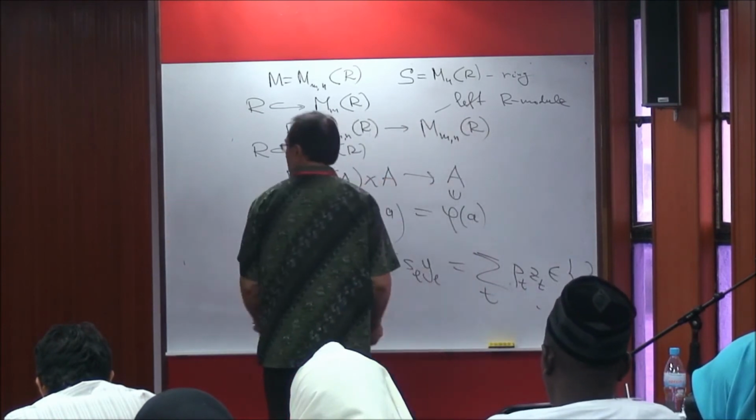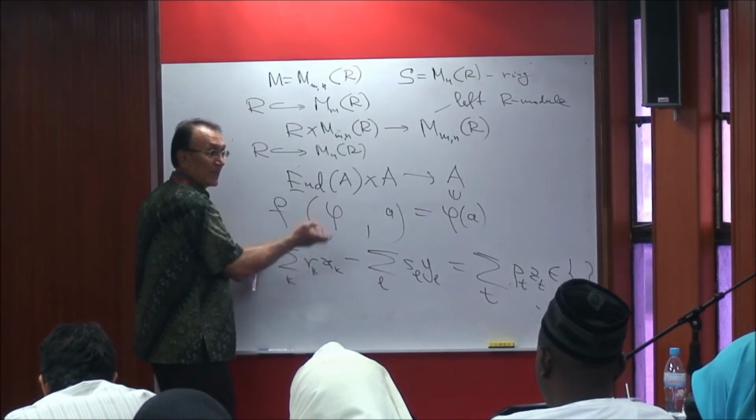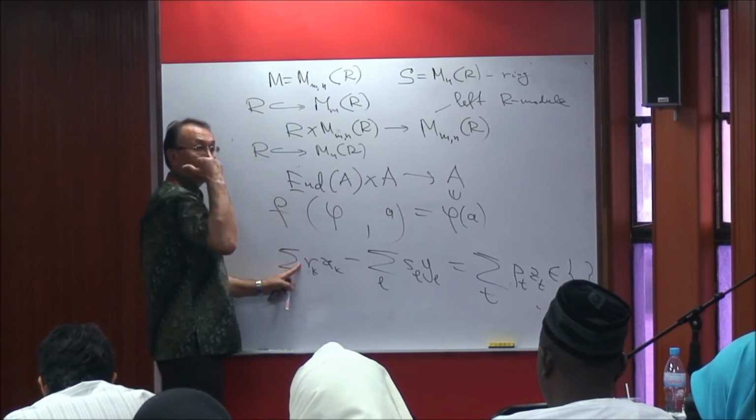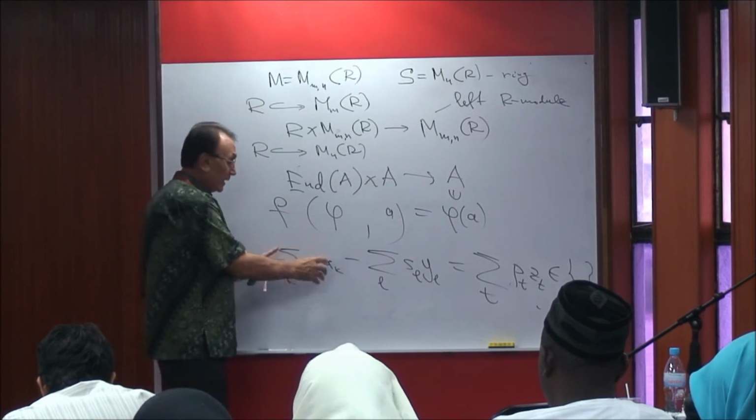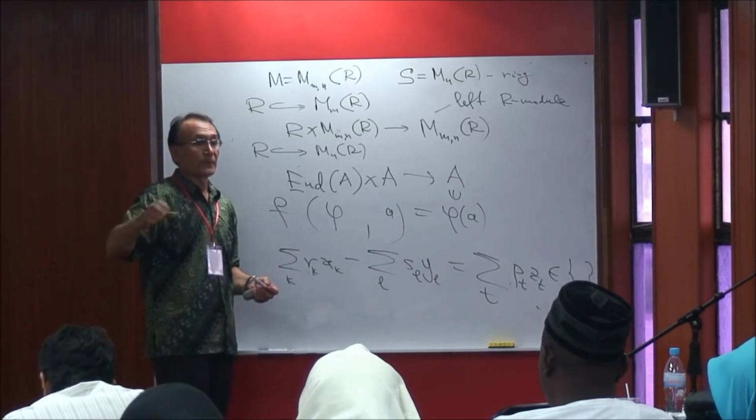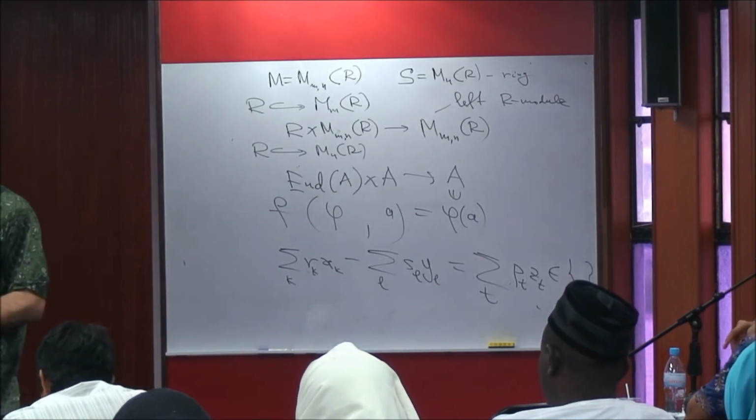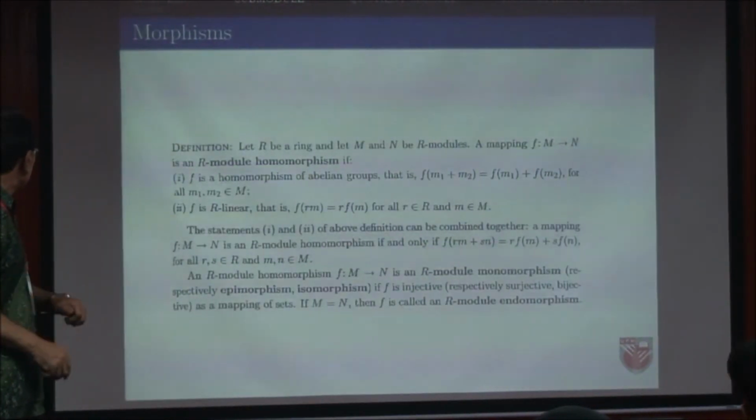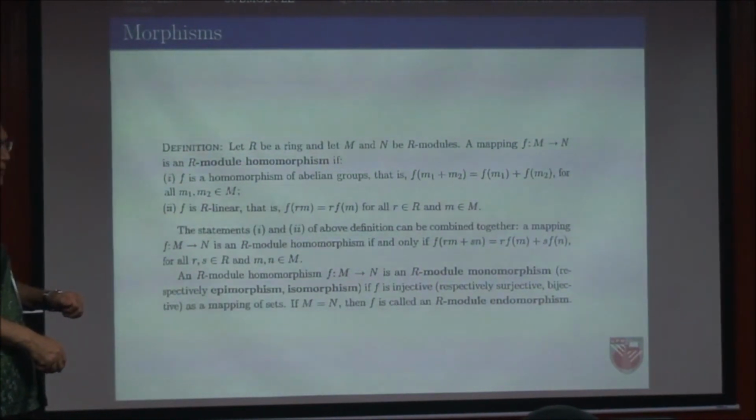Multiplying an element of this form by r, you can put your r inside the summation sign: r times rk is an element of R again, multiplied by xk. Again, you will get an element of that form. All these properties, the axioms, you can easily verify. Okay?